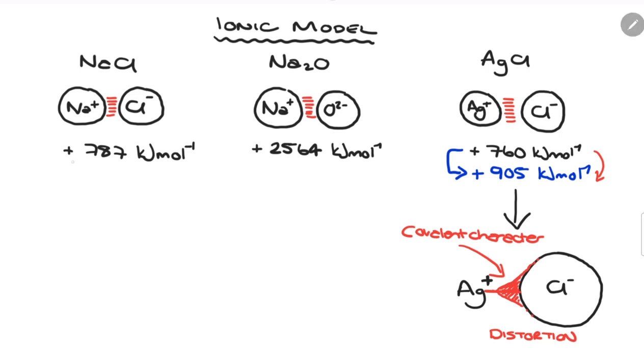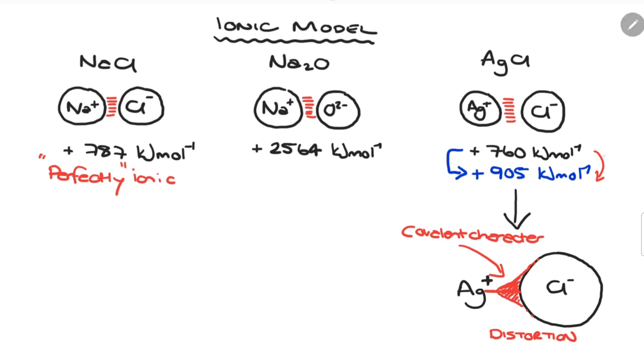Sodium chloride, you will be given an experimental value and a theoretical value to the point where they're virtually the same, and so you can say that they are, to all intents and purposes, perfectly ionic. The ions are spherical and interacting in a purely electrostatic fashion. Likewise, sodium oxide would do similarly, but silver chloride is ionic but is displaying some covalent character.